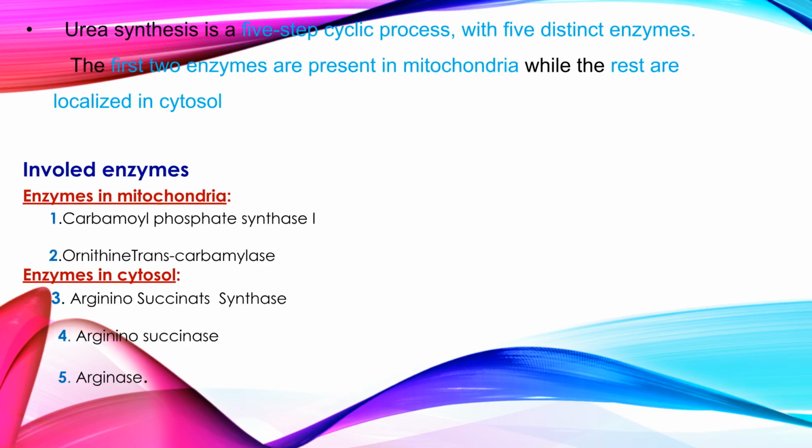This image shows the core steps of the urea cycle. Ammonia and carbon dioxide form carbamoyl phosphate, which then reacts with ornithine to begin the cycle, eventually yielding urea and regenerating ornithine. Urea synthesis is a 5-step cyclic process involving 5 distinct enzymes. The first 2 enzymes are in the mitochondria, and the remaining 3 are located in the cytosol.